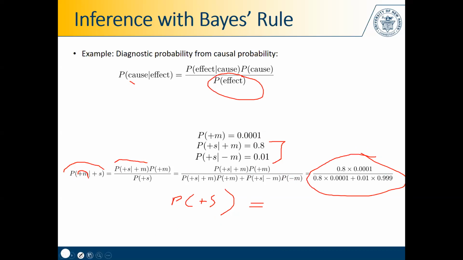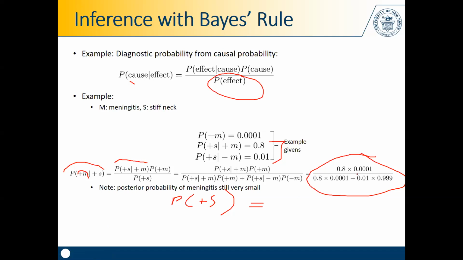All right. Well, actually, the example I've given in these slides is M being meningitis and the symptom being having a stiff neck, but the same reasoning and the same interpretation stands. And note that the posterior probability of meningitis is still very small. So this probability over here is very small, which makes sense. There are not many patients who do have meningitis. It's supposed to be a rare disease. All right.